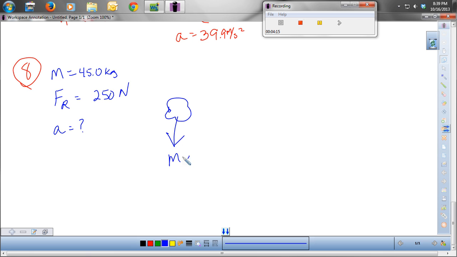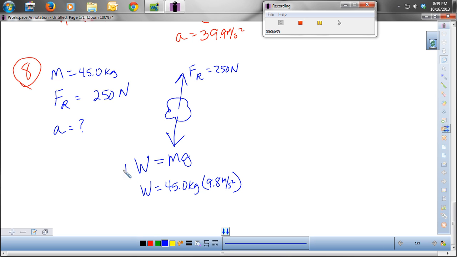mg is pulling down. Air resistance is 250. So my weight is mg. So that's 45 kilograms times 9.8 meters per second squared. I'm going to let this be positive and this be negative. They just need to be in opposite directions, one positive, one negative.